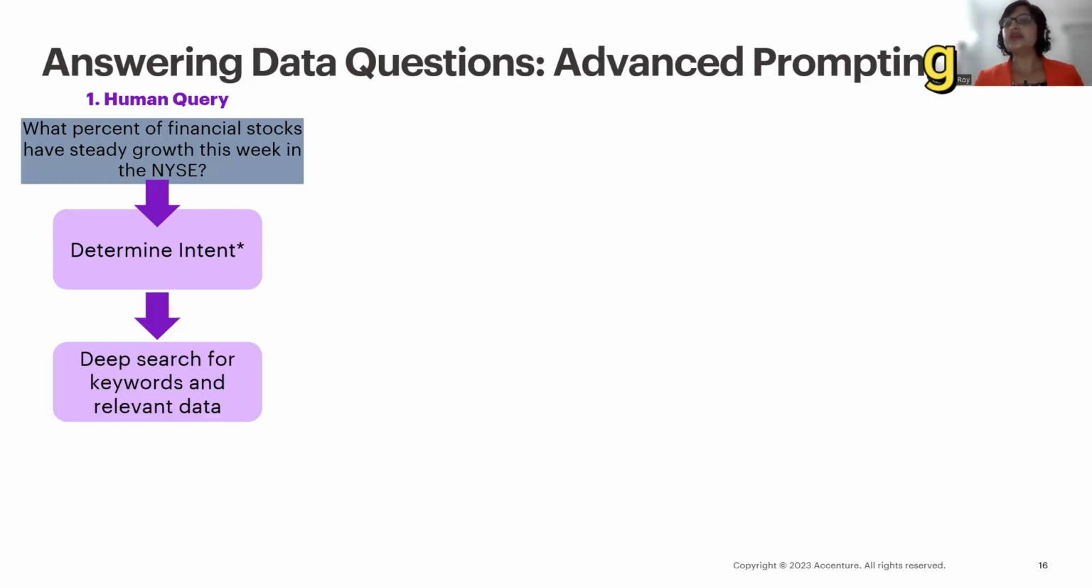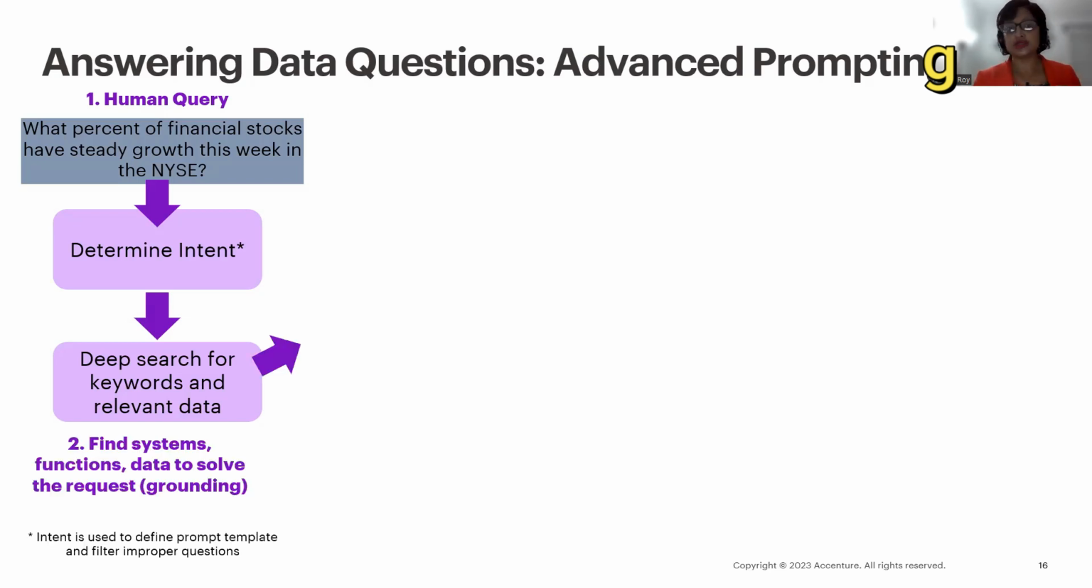Now, next we do a keyword search. So in this case, the keywords are financial stocks, steady growth. That's what you want to extract. This week, again, that gives you the time period, and the location is New York Stock Exchange. So those are the different keywords that the large language model is able to extract from the question itself.